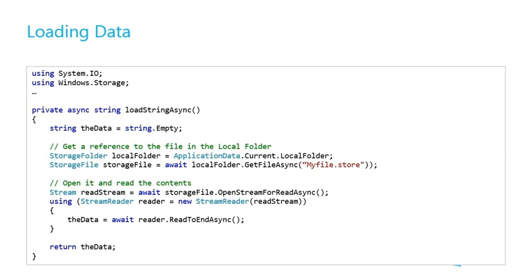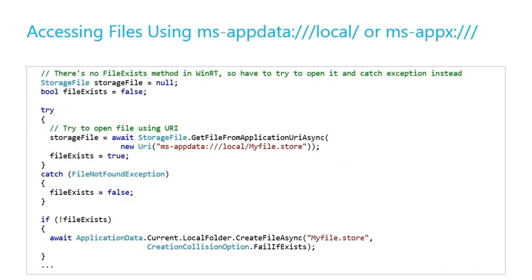And then the reverse. How am I going to get the stuff out? Again, get that local folder reference. I'm going to get a reference to the actual file, read it in, use a stream reader, and pull it into a string. Pretty simple stuff. Hopefully that's your takeaway here: just for saving simple things, it's really simple, real easy to work with. But of course, there's also the URI way of doing things with ms-appdata:///local. Lots of that fun stuff.